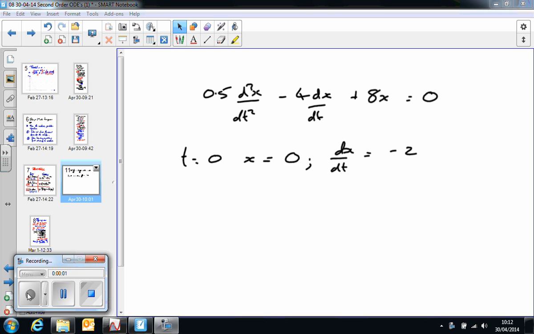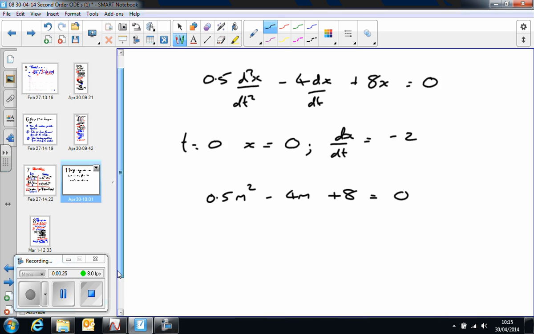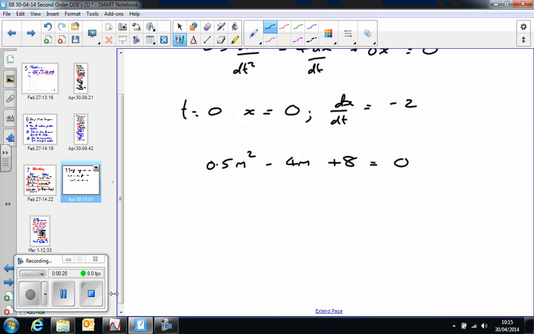For this example, form the auxiliary equation and then solve the quadratic equation to get the general solution. So the auxiliary would be 0.5 m squared minus 4m plus 8 equals 0. If you like, you can simplify a bit if I double everything. I get 0.5 times 2 is 1, 2 4s are 8, equals 0. So I could do that.